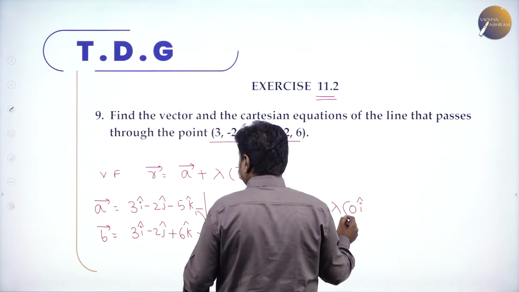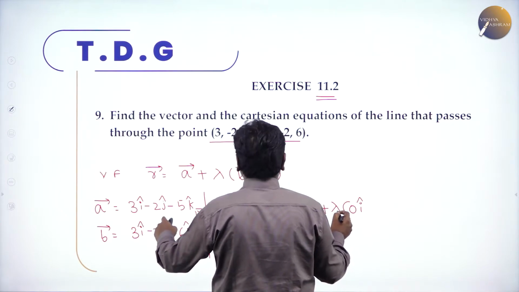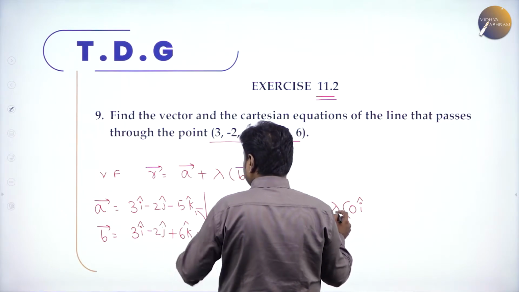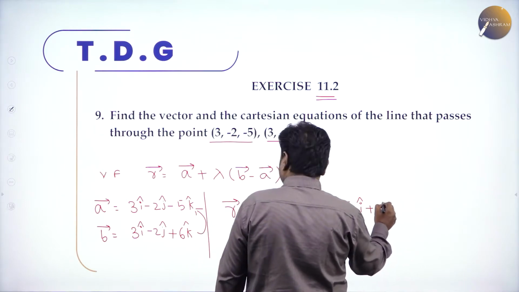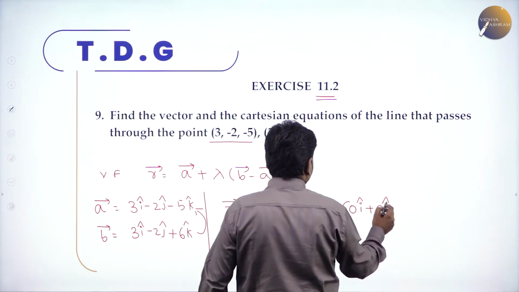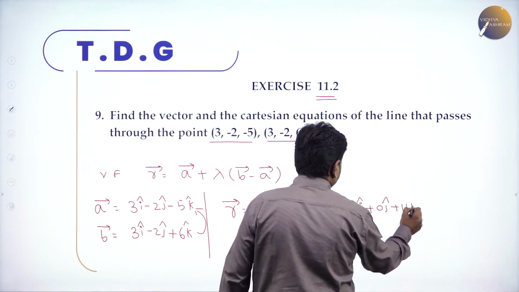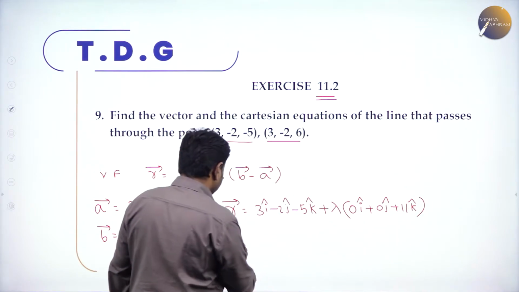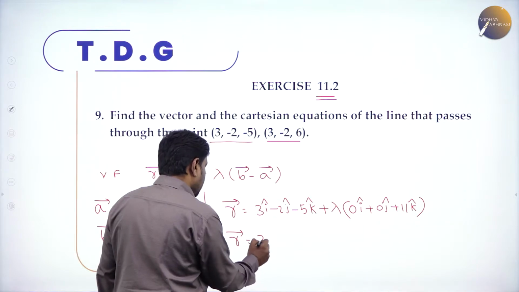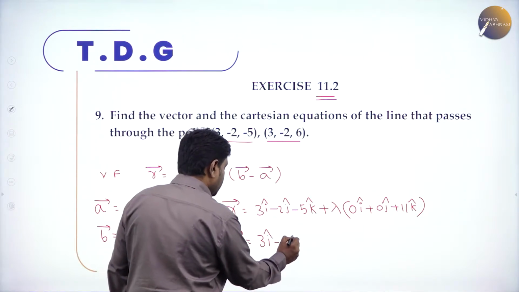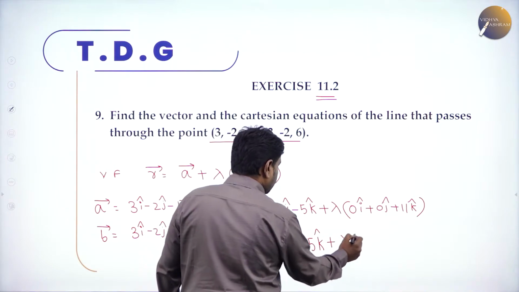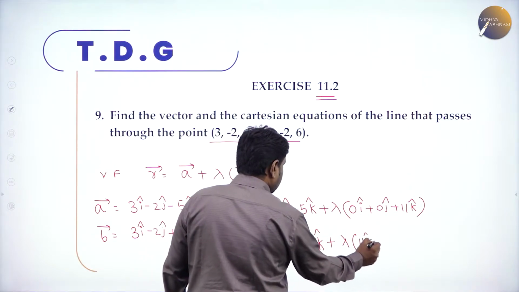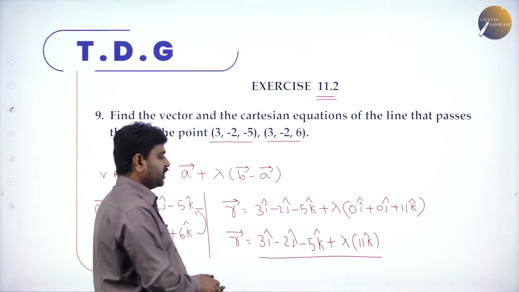So it will become minus 2 minus of minus 2 becomes 0 j cap, and 6 minus of minus 5, 6 plus 5 is 11 k cap. So now we got the vector form. Vector form is 3i cap minus 2j cap minus 5k cap plus lambda into 11k cap. This is the vector equation of the line.